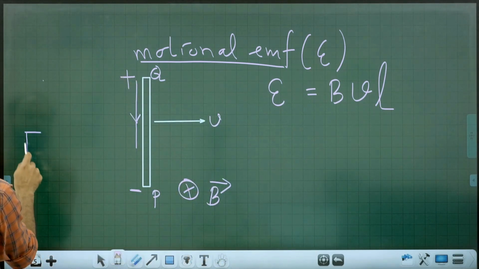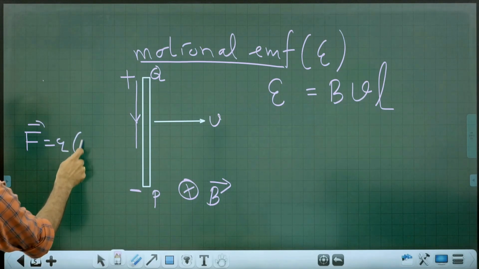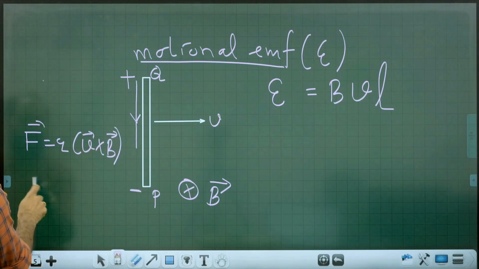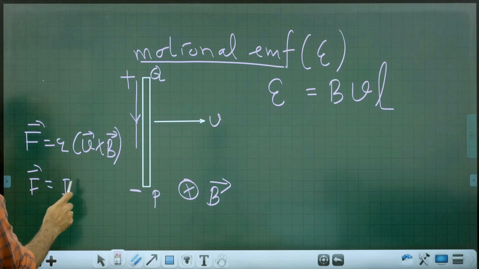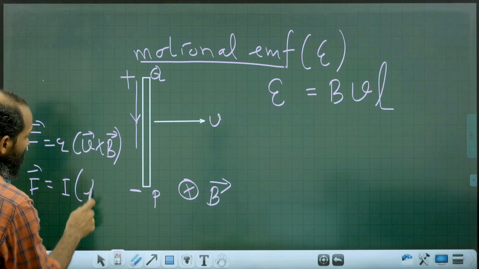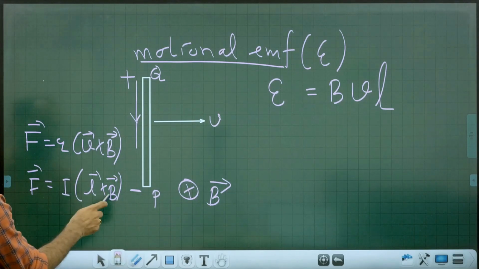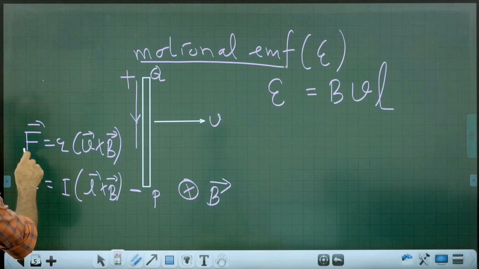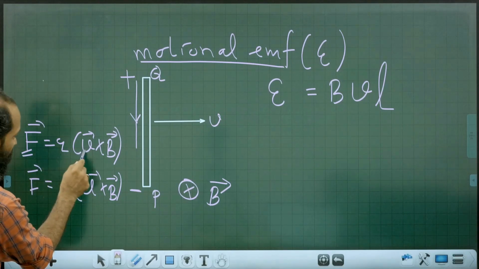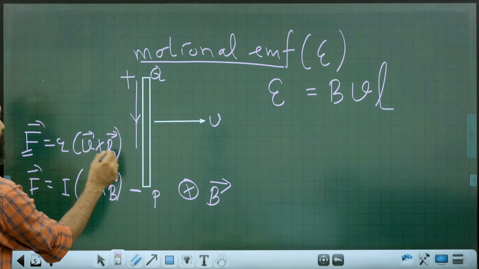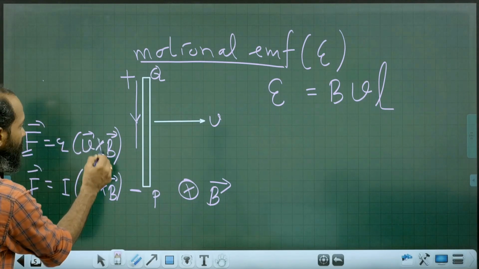Magnetic Lorentz force we know is given by Q into V cross B. Magnetic Lorentz force, we have another formula for a straight conductor, I into L cross B. Okay, here force is a vector. Q, V, B, three things are there. Q is anyway a scalar, velocity and field are vectors. That is why we need to have a vector product.